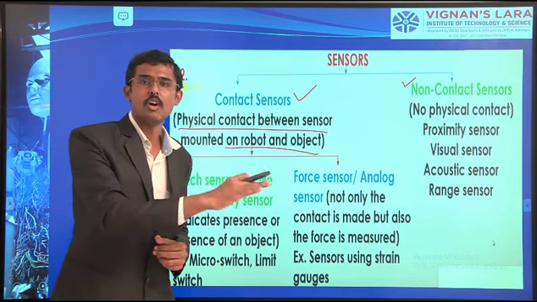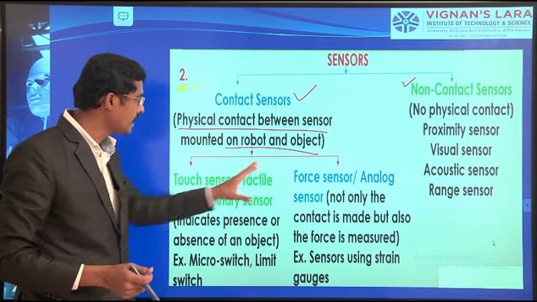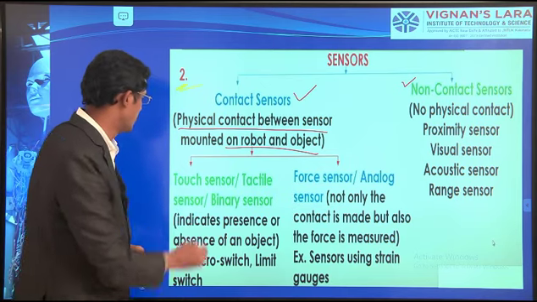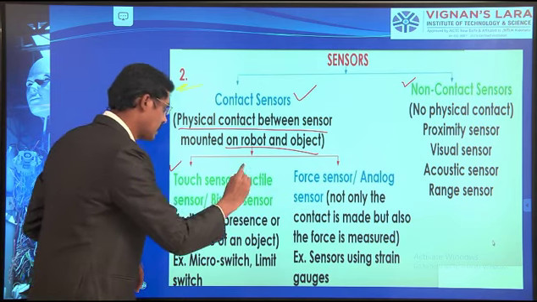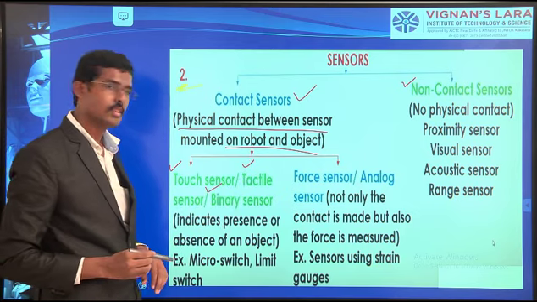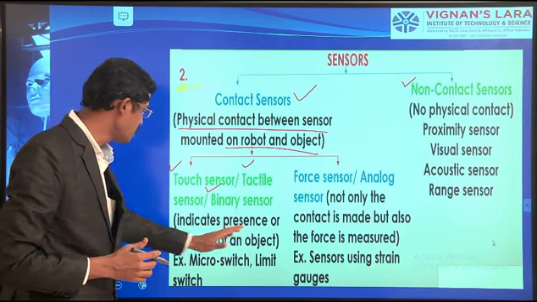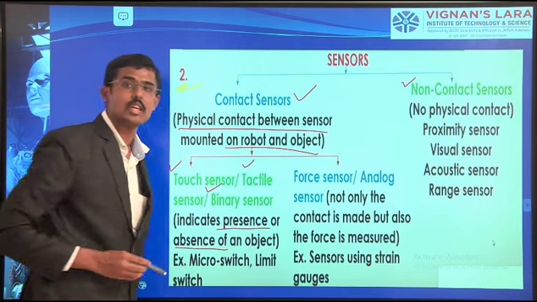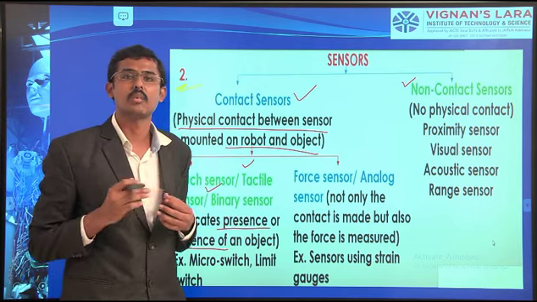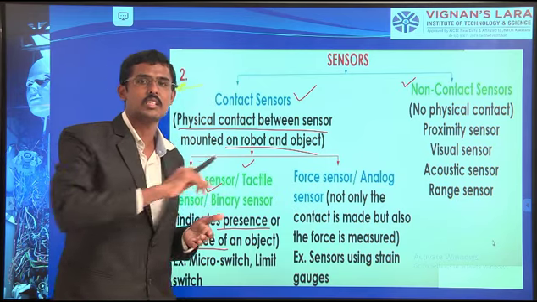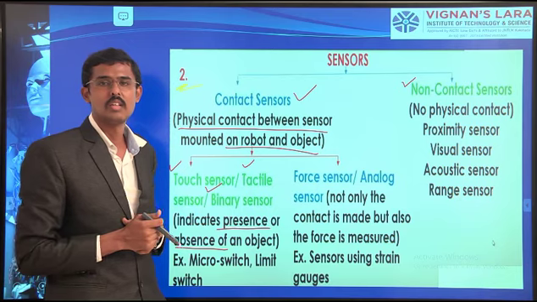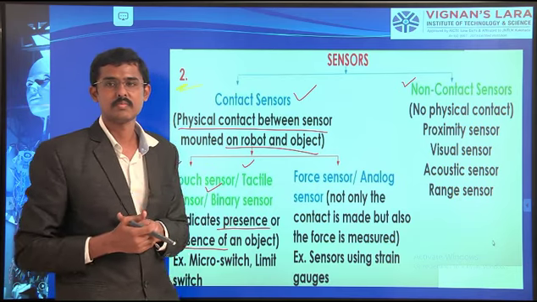Sensors and the object. So I am dividing these two again, for our understanding, as touch sensors, tactile, binary sensors, which indicate the presence or absence of an object. When you touch it, you understand whether it is okay or not okay. When you touch the touch sensor, the mobile operates. So there we are using contact type sensors.